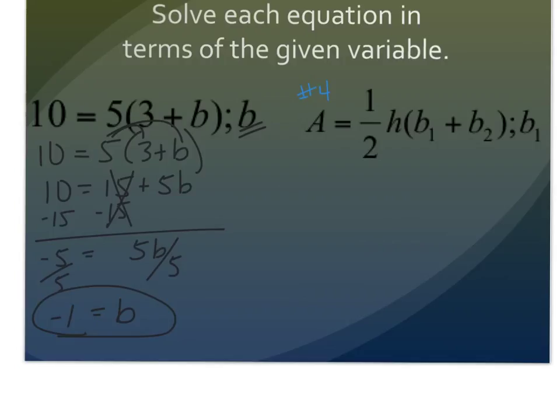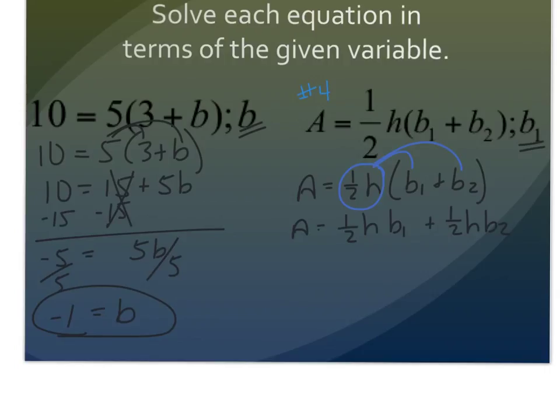For number 4, what you're writing in your notes, we're going to do the same type of steps, but they're all variables. Just keep in mind our goal is to solve for this variable b1. So I have a equals 1/2 h times b1 plus b2. And I'm going to take the 1/2 h and distribute it through. So I have a equals 1/2 hb1 plus 1/2 hb2, because I distributed that through.